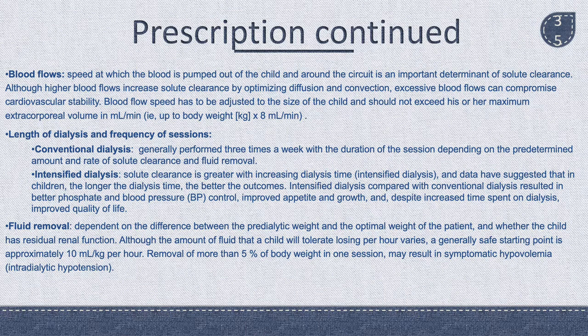In terms of blood flows, this refers to the speed at which blood is pumped out of the child and around the circuit, and this is an important determinant of solute clearance. Although higher blood flows increase the solute clearance by optimizing diffusion and convection, excessive blood flows can compromise cardiovascular stability. The blood flow speed has to be adjusted to the size of the child and should not exceed his or her maximum extracorporeal volume. In mL per minute, up to 8 mL per kg per minute is accepted.